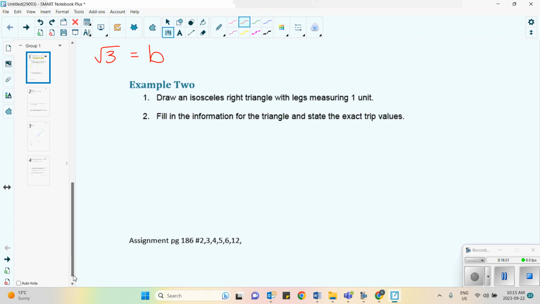Okay. Isosceles triangle. What's an isosceles? Two sides are the same. It was the first triangle I tried to draw. And it says with legs measuring 1 unit, so those would be our shared sides. And then we are going to draw that height in again.